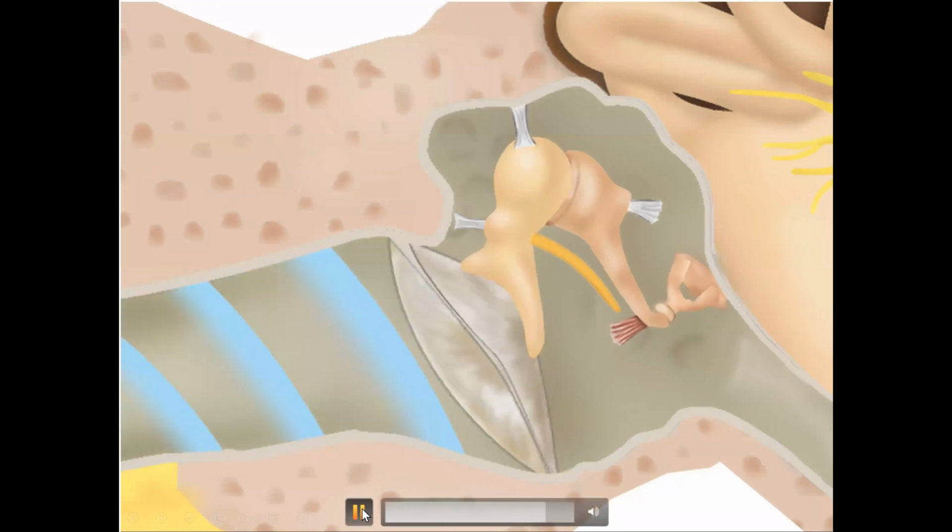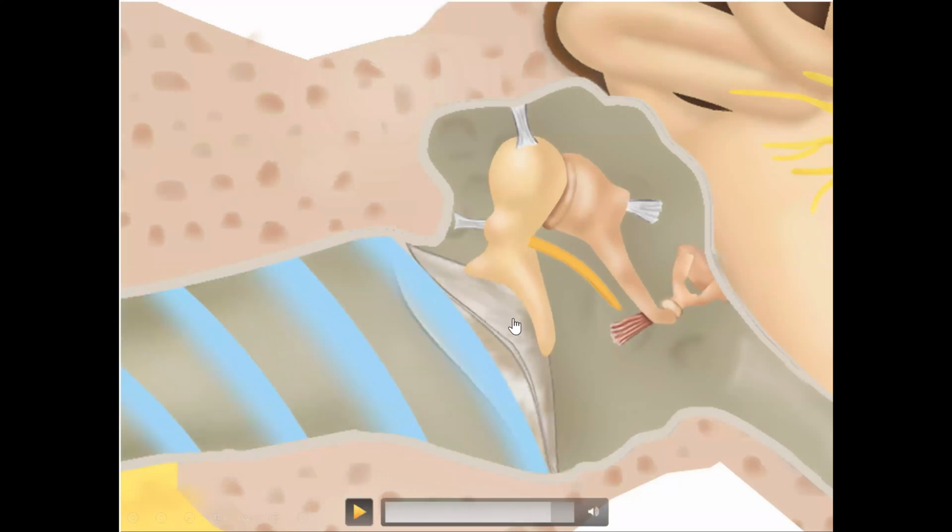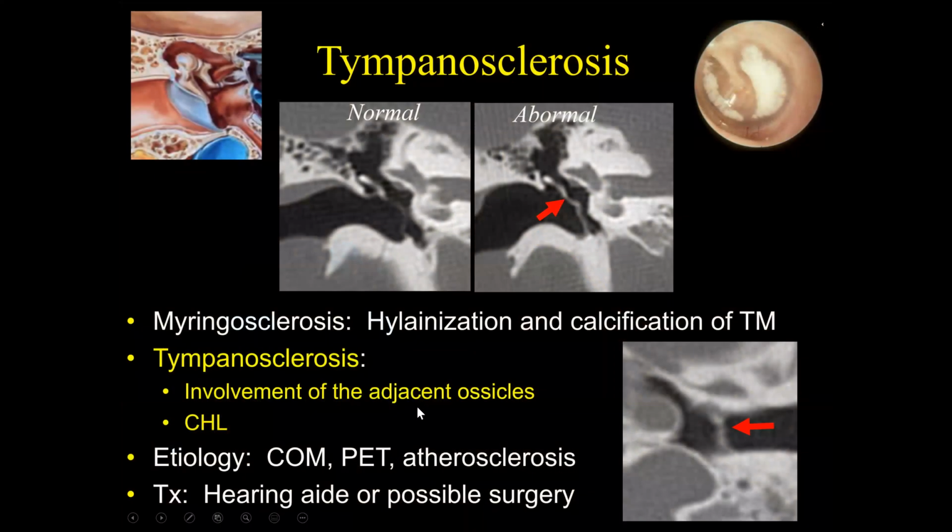So what we've done so far is that we've talked about the external auditory canal. Now let's focus our attention on the tympanic membrane and everything deep to this. So we'll first talk about the tympanic membrane. We'll talk about tympanosclerosis. So on the left-hand side is the normal appearance of the tympanic membrane, and on the right-hand side is what we commonly refer to as tympanosclerosis.